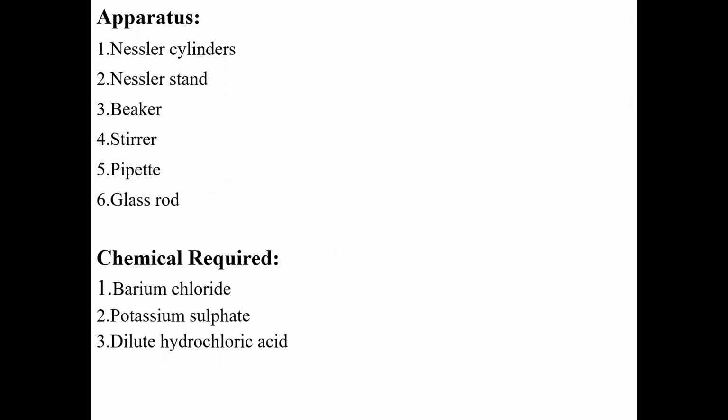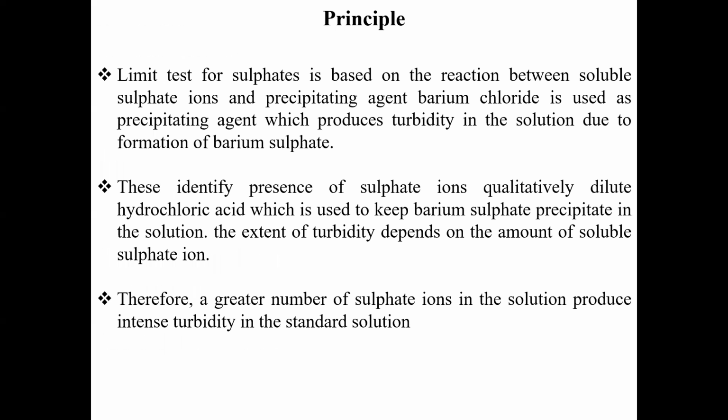And we also require chemicals for the limit test for sulfate. Chemicals are barium chloride, potassium sulfate, dilute hydrochloric acid. These are the three chemicals required for the limit test for sulfate.